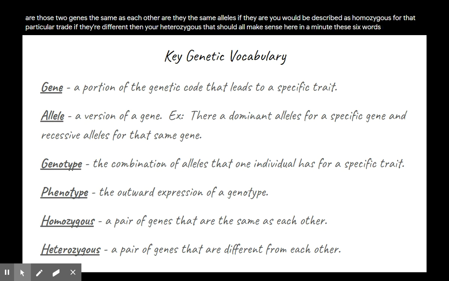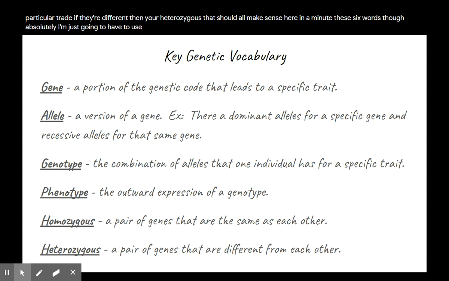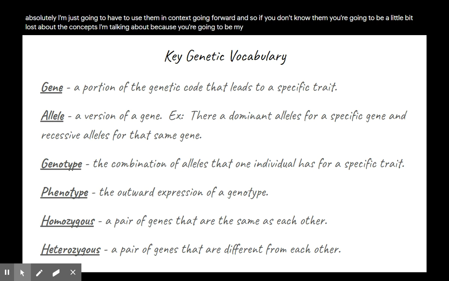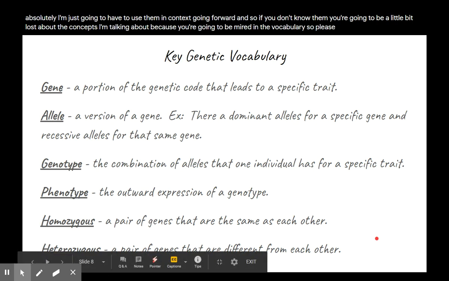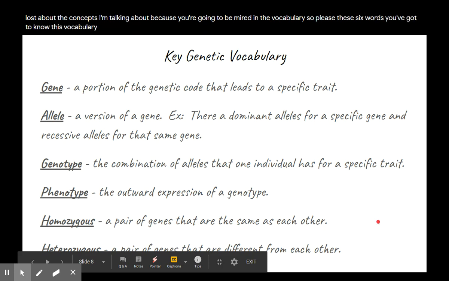These 6 words, though, absolutely, I'm just going to have to use them in context going forward. And so if you don't know them, you're going to be a little bit lost about the concepts I'm talking about, because you're going to be mired in the vocabulary. So please, these 6 words, you've got to know this vocabulary.